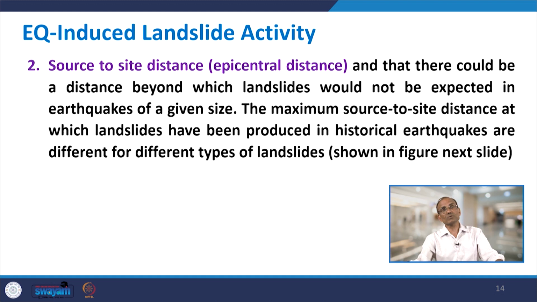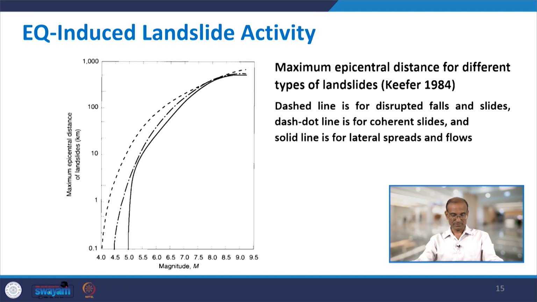Then another parameter is the source to site distance, which is basically the epicentral distance, and there could be a distance beyond which landslides would not be expected for a given magnitude of earthquake. The maximum source to site distance at which landslides have been produced in historical earthquakes is different for different types of landslides, and this is shown in this figure. In this figure, on the x axis you have the magnitude of earthquake, varying from 4 to 9.5, while on the y axis you have the maximum epicentral distance, on a log scale varying from 1, 10, 100, 1000, in kilometers.